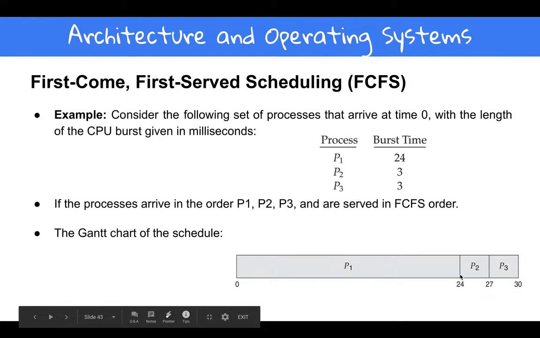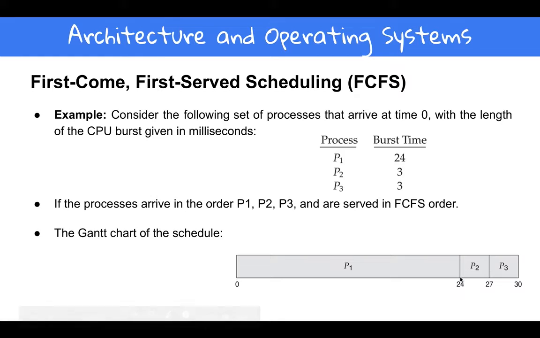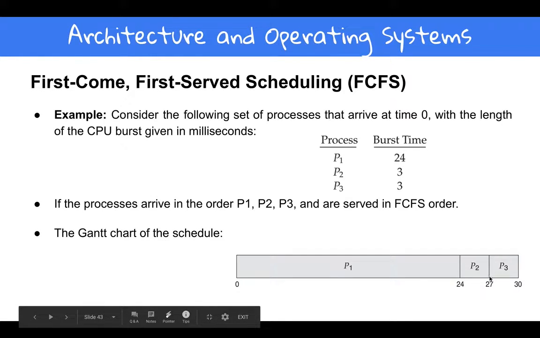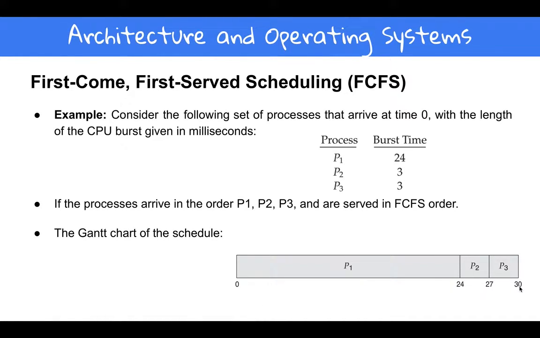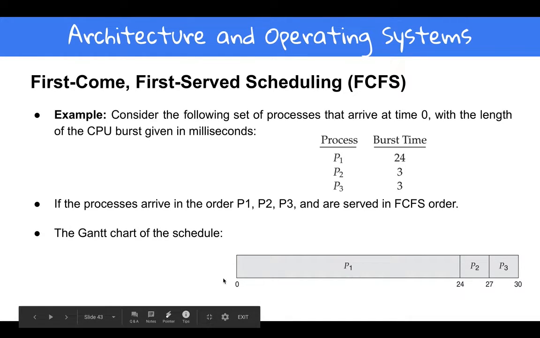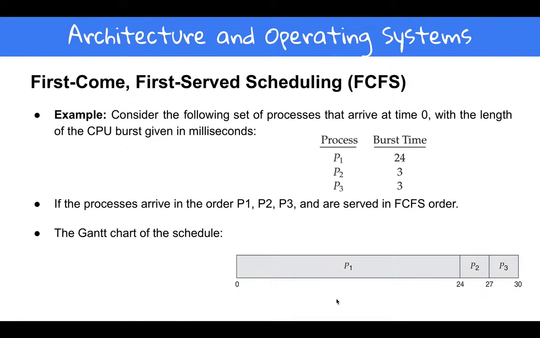So it gets the CPU from second 24 and takes 3 seconds till 27. It executes, terminates, and goes out. And the next one, P3, which comes after P2, takes another 3 seconds and terminates at second 30. This is called the Gantt chart of the schedule, or this is our schedule for these processes. Very important: whenever we want to solve a scheduling problem, we must draw this Gantt chart because it helps us.